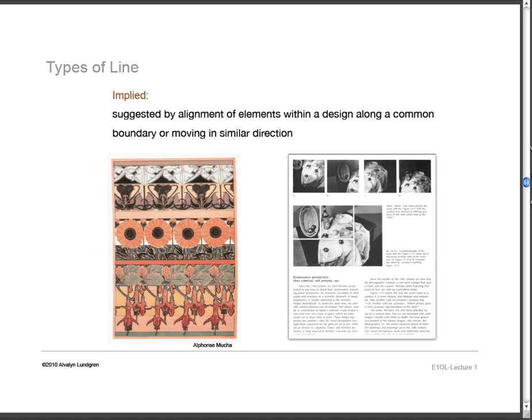Then there's implied line. And implied line suggests boundaries. It is understood because things line up or things repeat through a design that are going in the same direction. Implied line helps unify. It's one of those things that we don't see the line, it's understood, but it does become obvious if we understand that it's there.